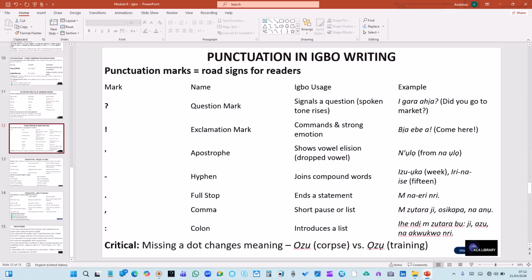Then we have the colon, which introduces a list of items. Ihe ndị m zụtara bụ: ji, azụ. Ihe ndị m zụtara bụ ji, azụ na akwụkwọ. Then the critical point: missing a dot changes the meaning. For example, ozu, which is a corpse, versus ozuzu, which means training.